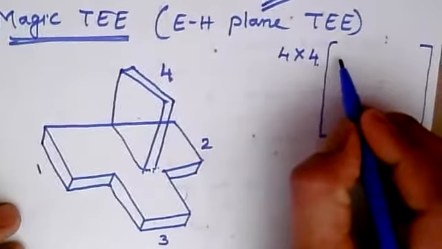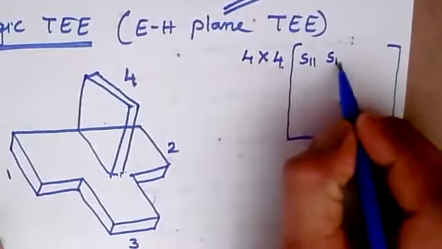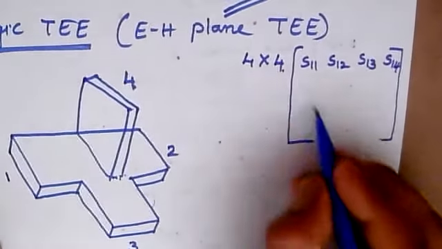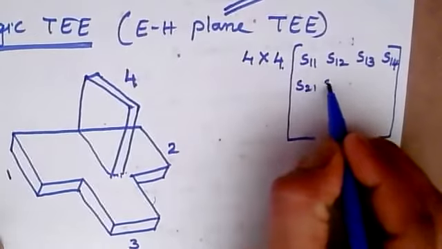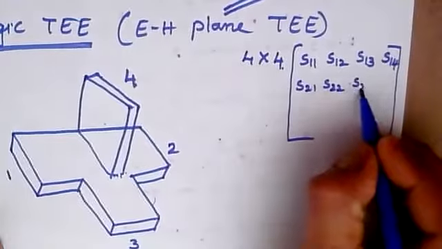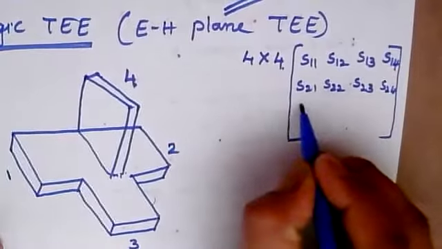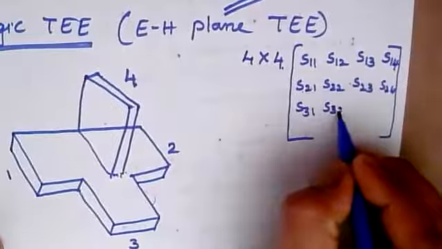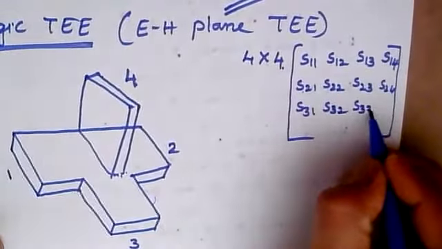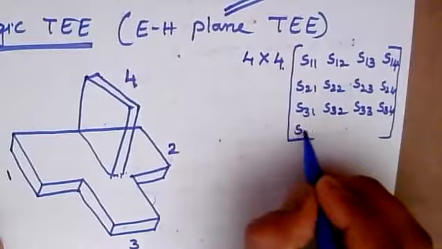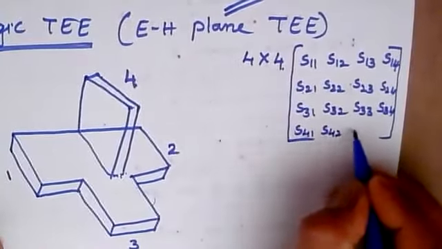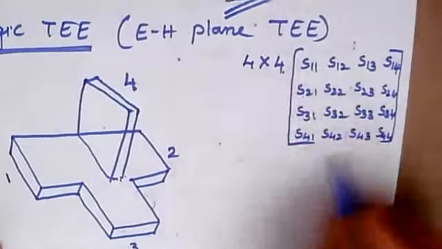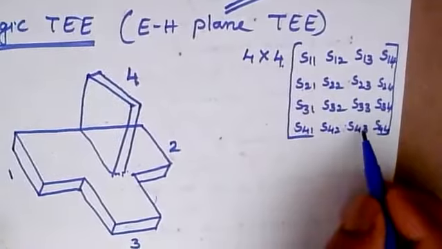So we get S11, S12, S13, and S14 like this. S21, S22, S23, S24, S31, S32, S33, and S34. Similarly, S41, S42, S43, and S44. In this case, we need to find all the 16 variables here.